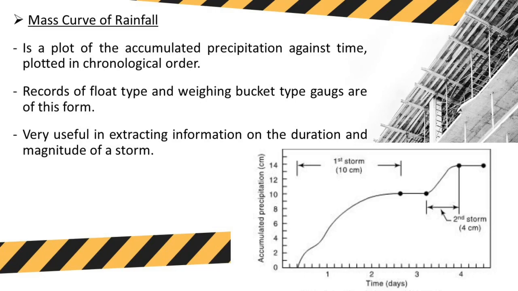For non-recording rain gauges, mass curves are prepared from a knowledge of the approximate beginning and end of a storm and by using the mass curves of adjacent recording gauge stations as a guide. The picture shown below is a graphical example of the mass curve of rainfall.